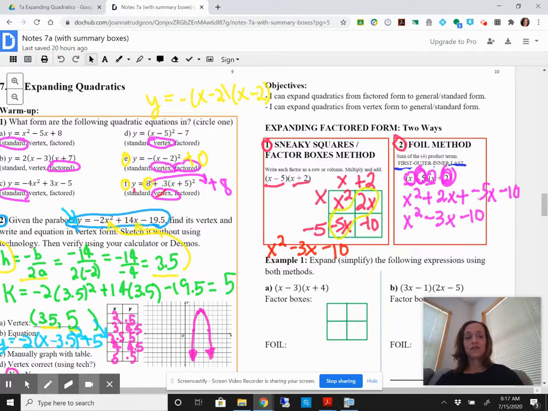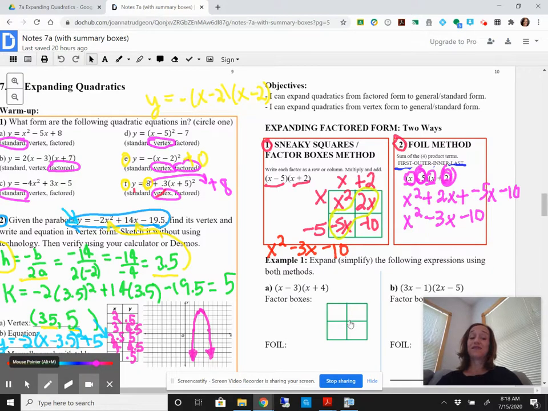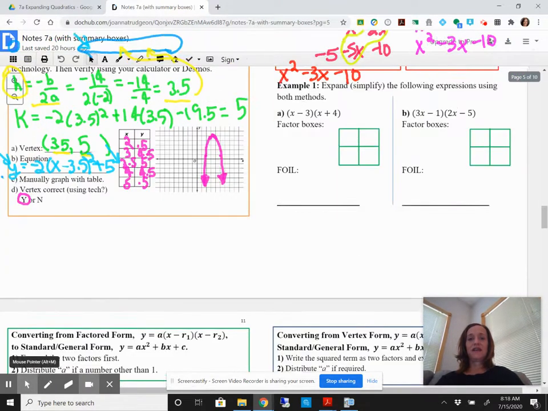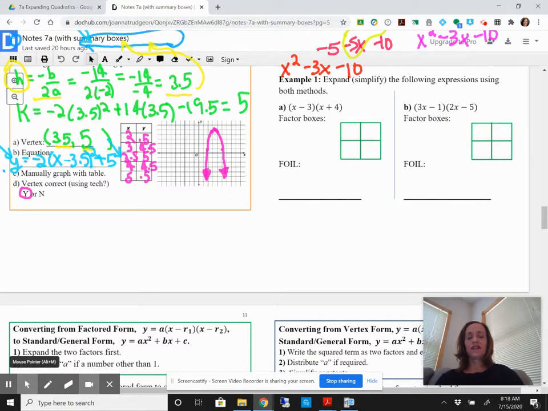You get the same thing as you did if you would have done it the long way, or the sneaky square / factor box way. Okay, so knowing that, I think that you can go ahead and do A on your own. And I do want you to try to do it both ways, right? Because that's kind of the practice you need. And then we'll do B together. B is slightly different because the coefficients in front of the values of x are not 1. So go ahead and do those.